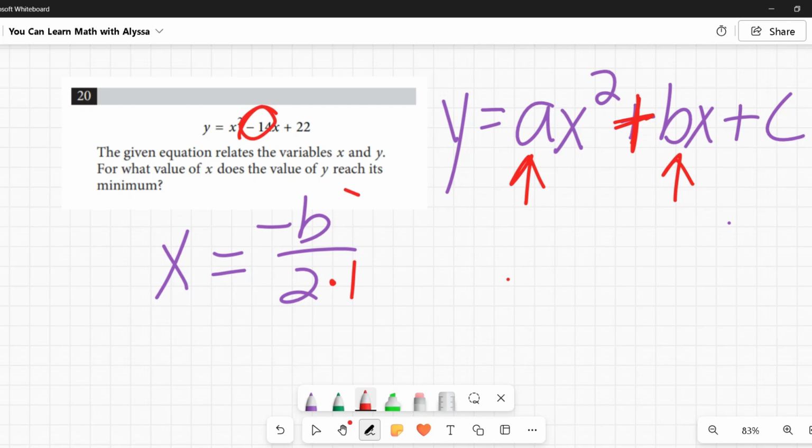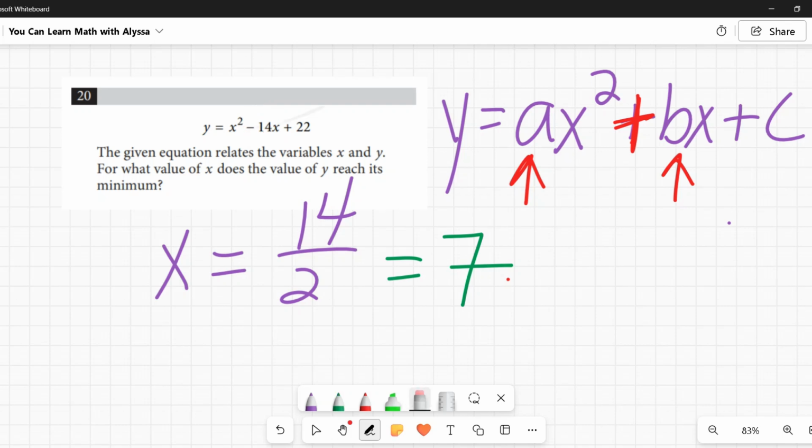So this right here, when it says negative b, it means the opposite of b. Since b is a negative 14, the opposite of that would be a positive 14. 2 times 1 is just 2. 14 divided by 2 is 7. 7's my answer. That's it. It's the axis of symmetry. It goes through the minimum, and it's the x value of the vertex, all in one.